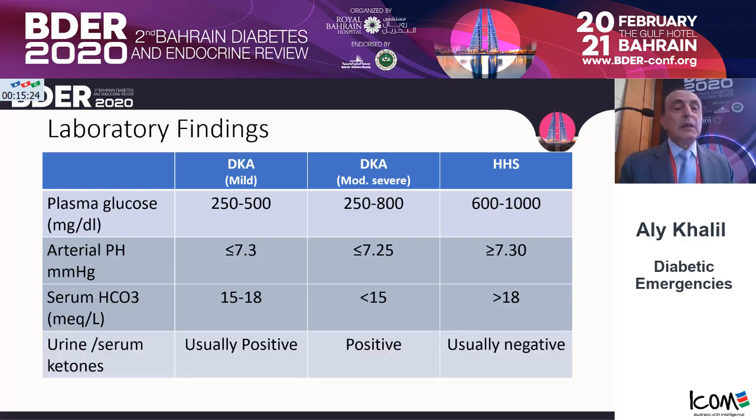And urine and serum ketones are usually positive in the mild form of diabetic ketoacidosis. We say usually because it might be negative, and I'll tell you why it might be negative. Whereas it's positive in the moderate to severe diabetic ketoacidosis, and usually negative in the hyperosmolar state. Now, you have to be careful: what ketones are measured when you measure the ketones in urine using nitroprusside testing? Are all of them measured?